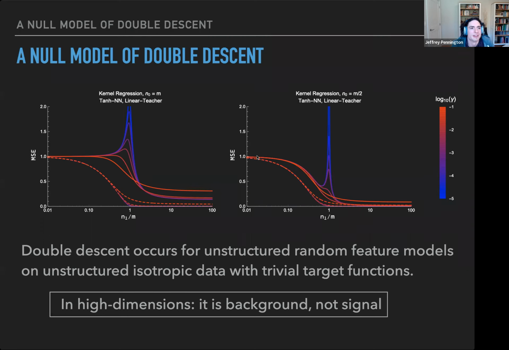So, one perspective on this, I wouldn't want to push it too hard, but basically this is background. I mean, this is what you would expect to see. There is nothing interesting happening, and you still get this behavior. So here's a null model of double descent, which you could solve and leverage tools from random matrix theory to actually draw these kinds of insights.